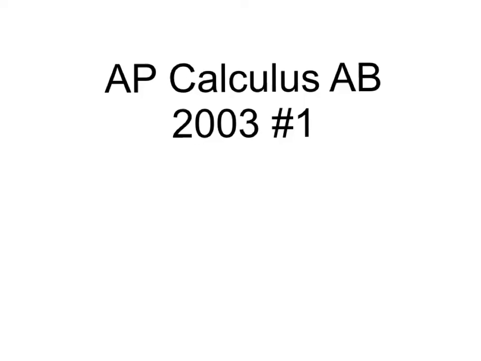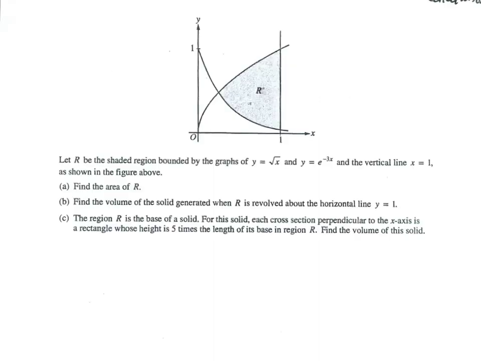This is question number 1 from the 2003 AP Calculus AB exam. So here we have a region defined by R. We've got y equals radical x, and the other function is e to the negative 3x. And we've got the vertical line x equals 1. So we've got to find the area of R.